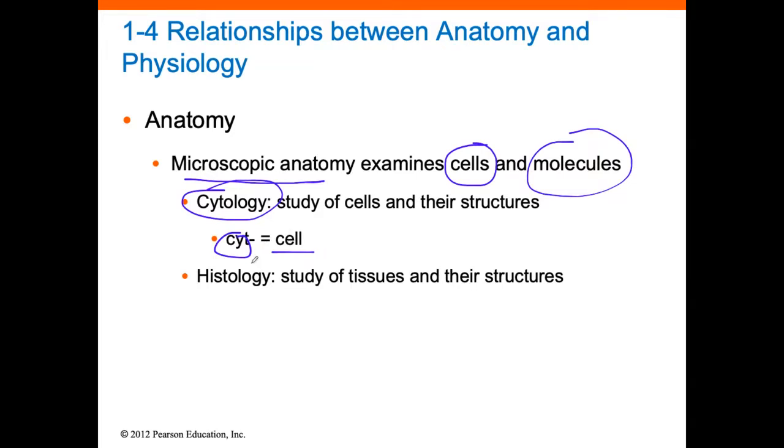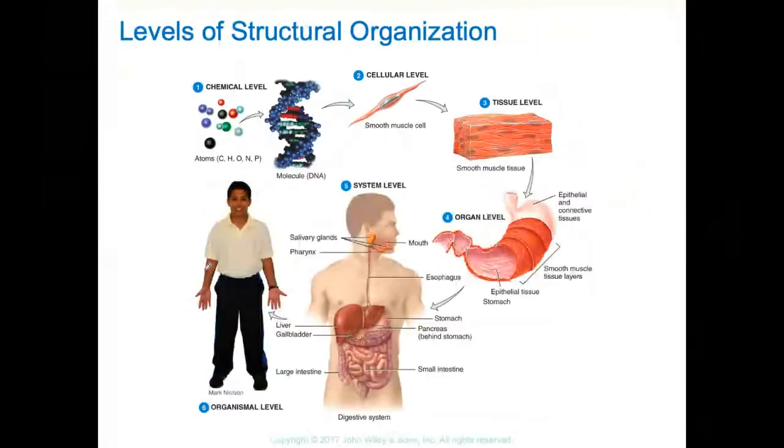When cells come together, they make tissues, and the study of tissues is histology. Histology is the study of tissues. So when we look at levels of organization, we start at the smallest, which is number one, which is chemistry. We're made up of chemicals, whether it's carbon, hydrogen, oxygen, nitrogen, and phosphorus. These are atoms.